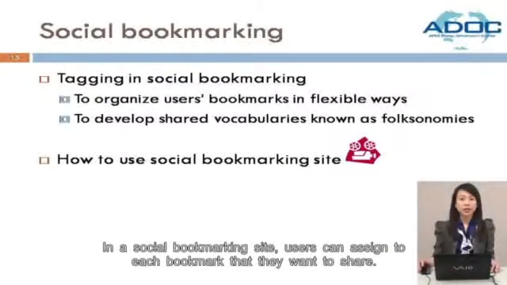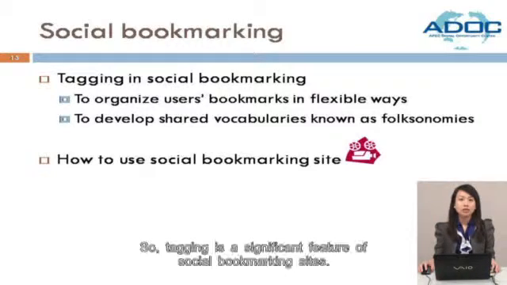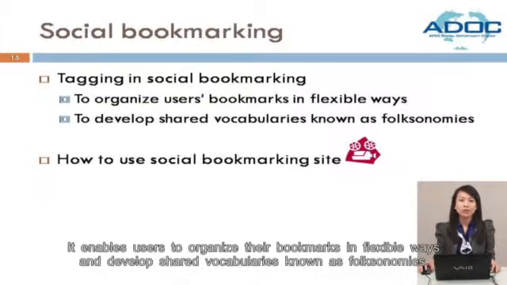In a social bookmarking site, users can assign tags to each bookmark that they want to share. So, tagging is a significant feature of a social bookmarking site. It enables users to organize their bookmarks in flexible ways and develop shared vocabularies known as taxonomies.